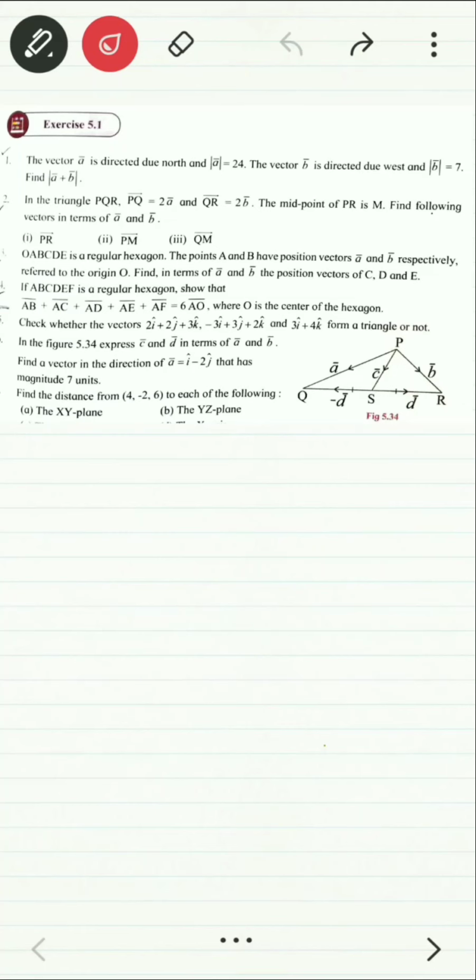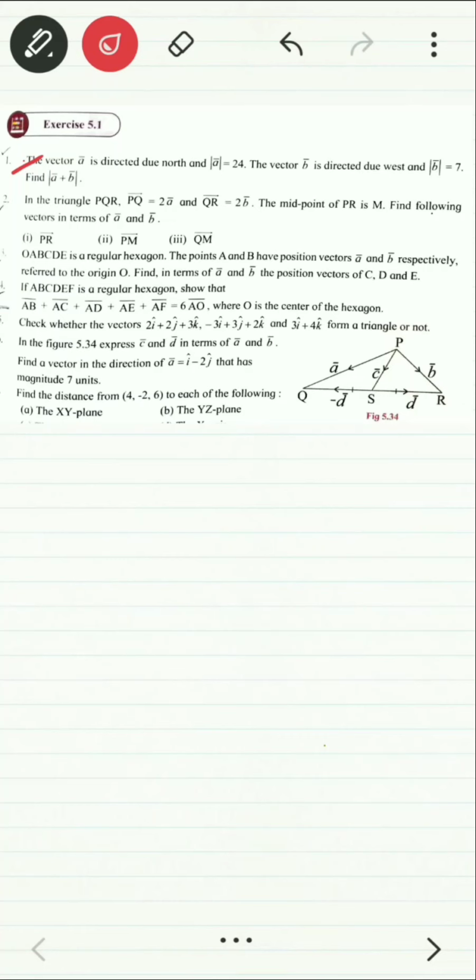Now, in exercise 5.1, the first sum is based on this particular law. So I would advise you to open your textbook and keep it to exercise 5.1 because it would be difficult to read from here. The question is, the vector A bar is directed due north and mod A is equal to 24. The vector B bar is directed due west and mod B, that is the magnitude of B, is 7. Find mod A plus B.